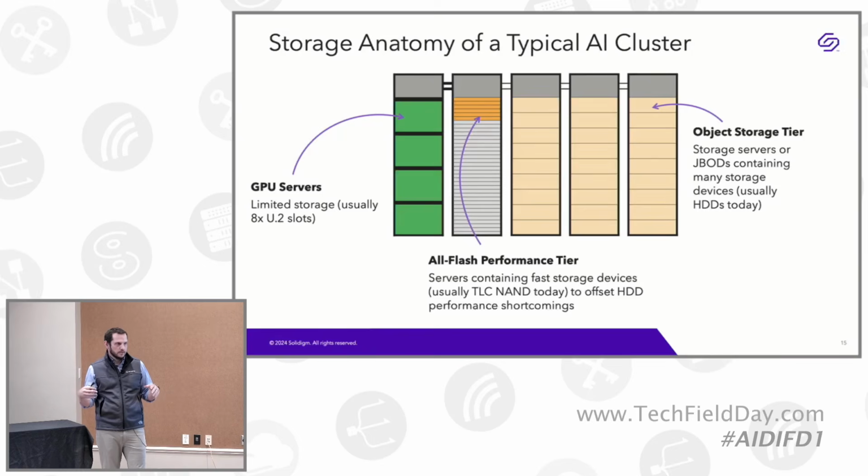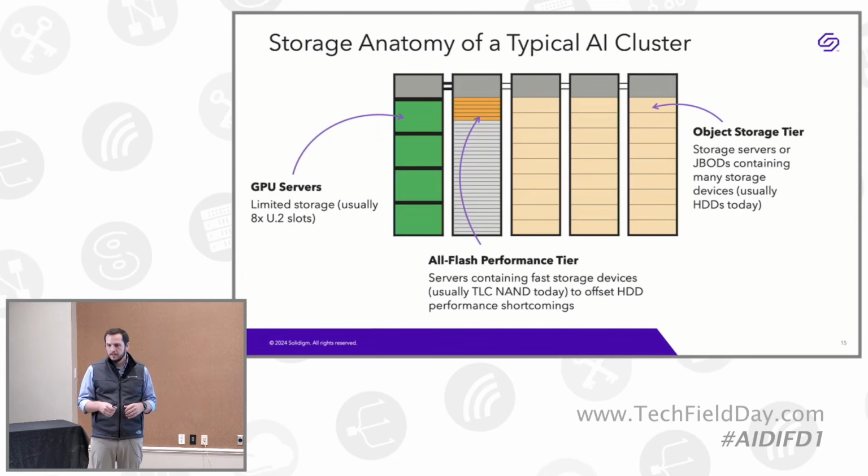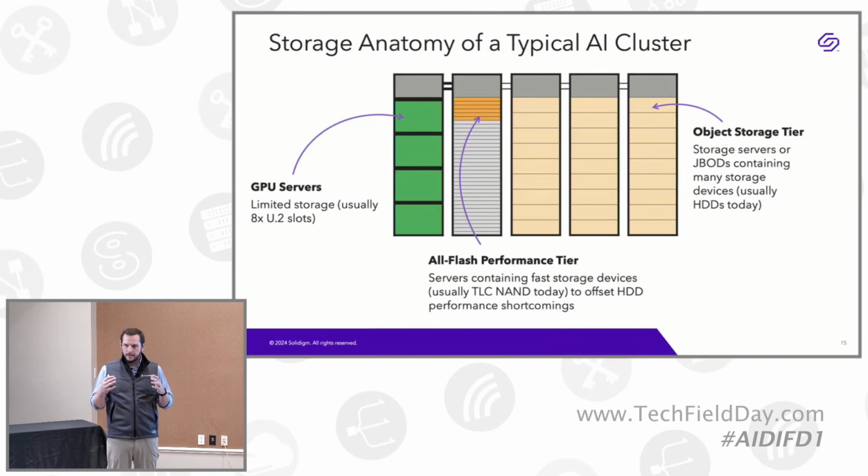It either lives in the GPU servers. You imagine an NVIDIA DGX H100. There's 8 slots in there for U.2 drives, right? And I think they're filled most often now by like 4 terabyte drives. So that's 30-odd terabytes of data in a GPU server. That's one place, and that tends to be highest performance.